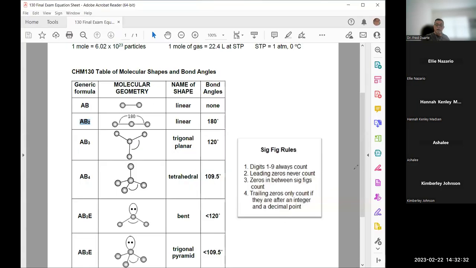And right here, AB3E. Its name is trigonal pyramid. Bond angle is less than 109.5. Okay, there's that lone pair. This would be nitrogen, and then the 3 hydrogens bonded around it, and the lone pair on the central atom. That NH3, by the way, is the structure for ammonia.